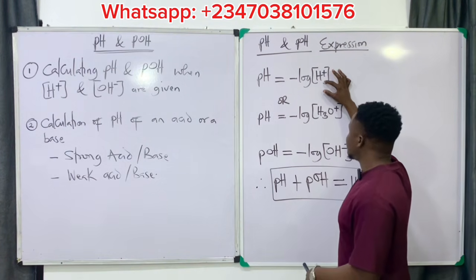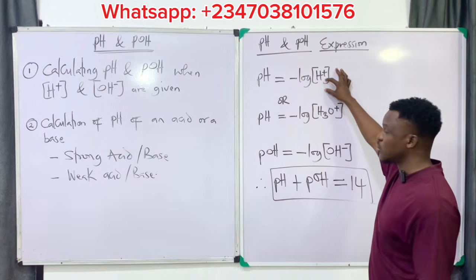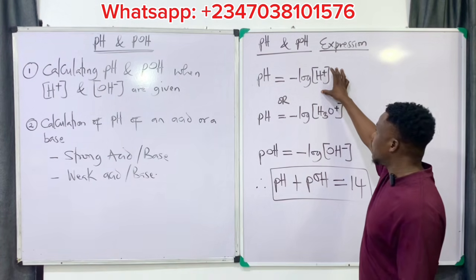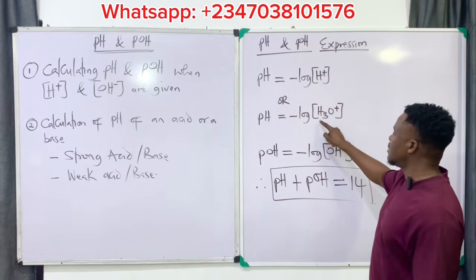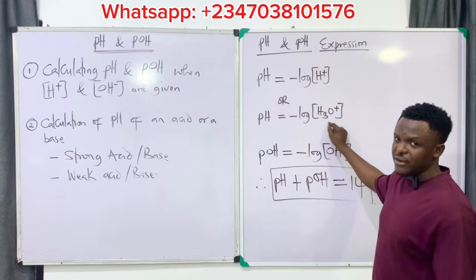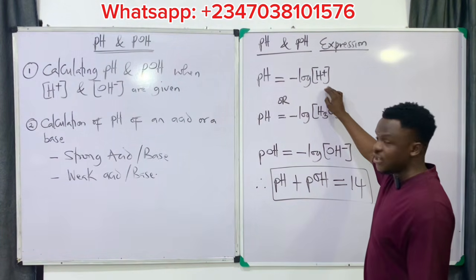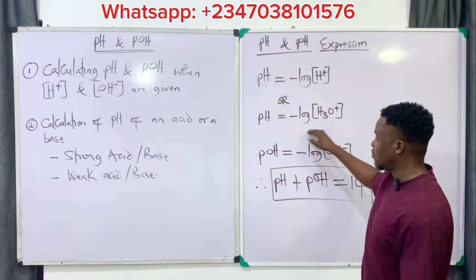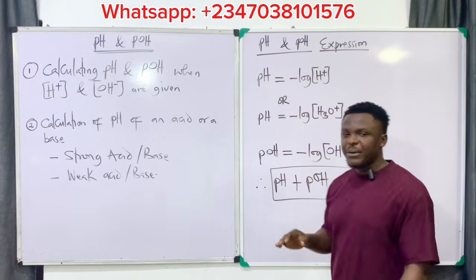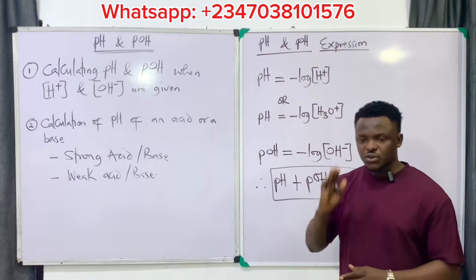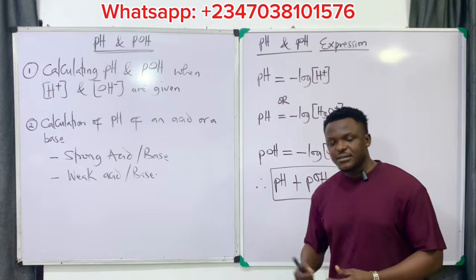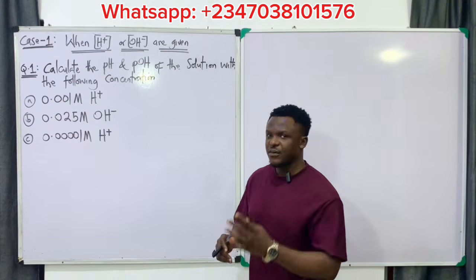Now this H plus is the hydrogen ion or a proton, right? It is always found in an acid. Now this is the oxonium ion or hydronium ion, so it's equivalent to H plus. So sometimes you can see this expression for pH, and in some other cases you can see that expression for pH, right? We're keeping it simple, without stress, straight to the point. All right, we have the first case. Remember I gave us 3 cases.